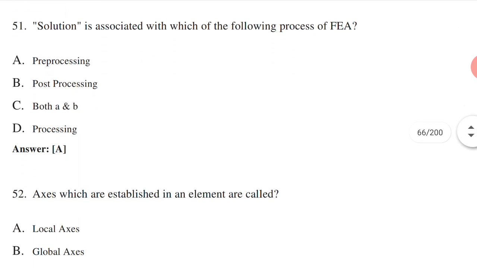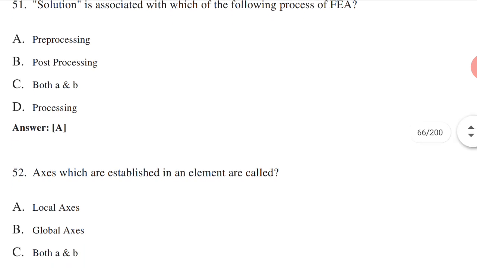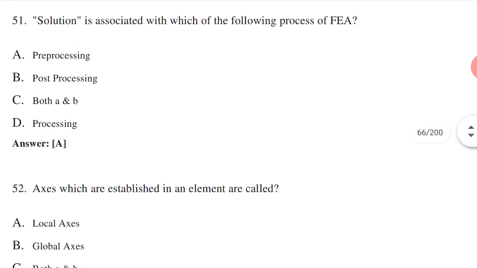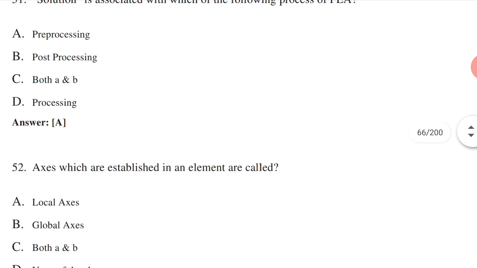Then the next question is, solution is associated with which of the following process of FEA. So, the second name of solution is processing. So, it is processing. The answer given over here is wrong. So, it is processing, that is, answer D is correct.